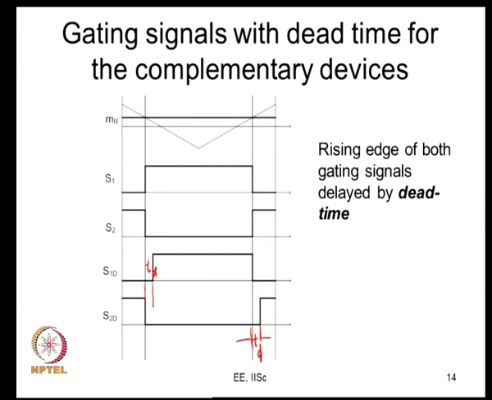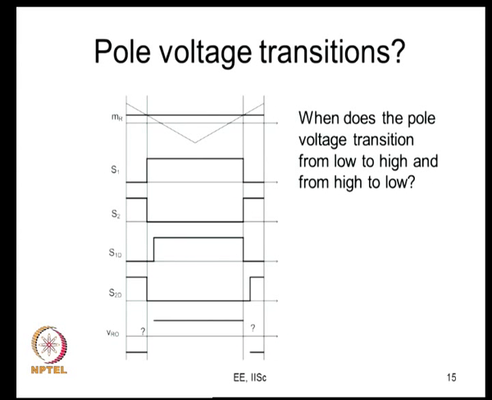Otherwise there is a possibility of the DC bus getting shorted by the two devices conducting concurrently. So, what is the problem? Now, you have your S1 and S2 ideal signals, generated directly by comparison. After that you introduce a dead time, shifting the rising edge by TD. So, the trouble is now you have to find out what is your pole voltage, and that is a little difficult now. Why? Because you see that there is S2D, the bottom signal is going low, and the top signal is going high a little later.